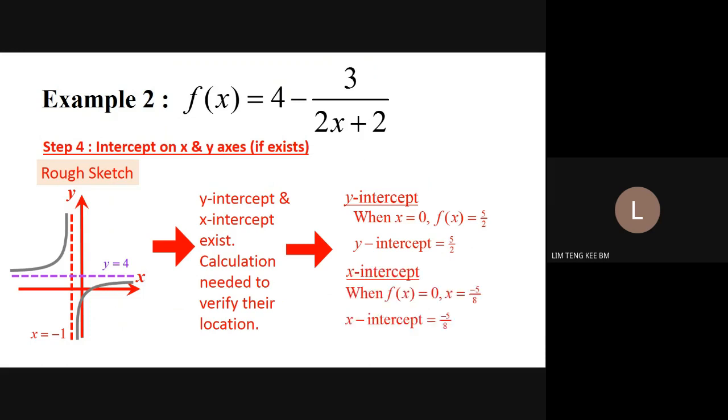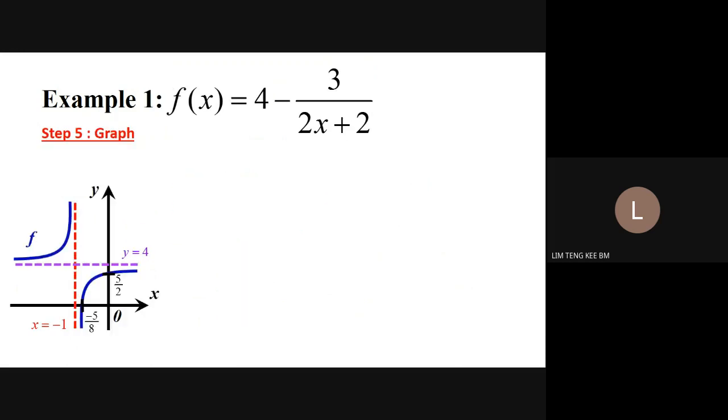X-intercept, we let f(x) equal to 0 or y equal to 0. We find out x equals to -5/8. Jadi again lah, the sketching here ada kesilapan. For the rough sketching ada kesilapan, tapi tak apa. Now based on the calculation, we group all the information in step 1 until step 4. We have our graph done. So this by right is the graph that we have.